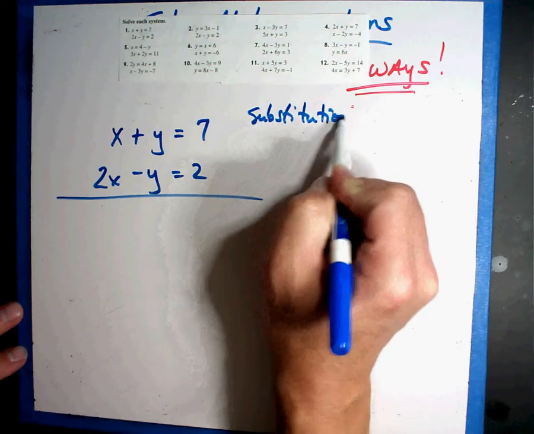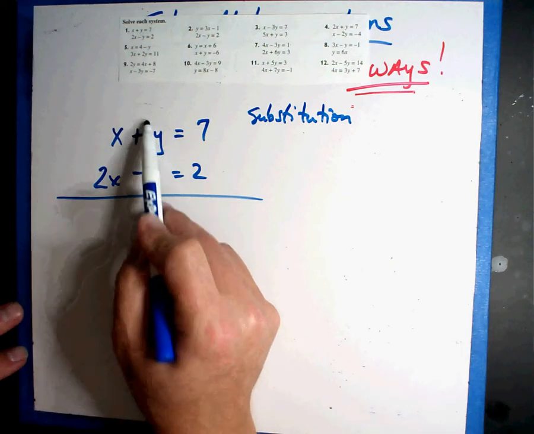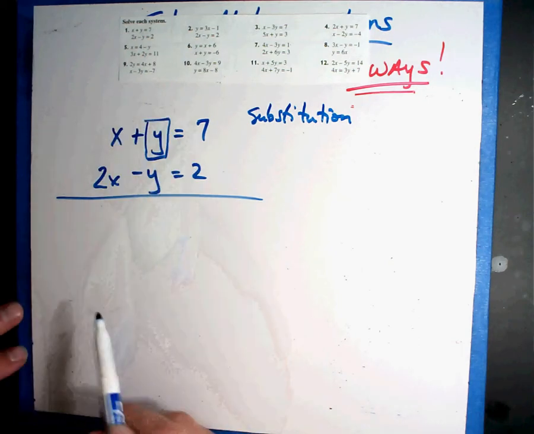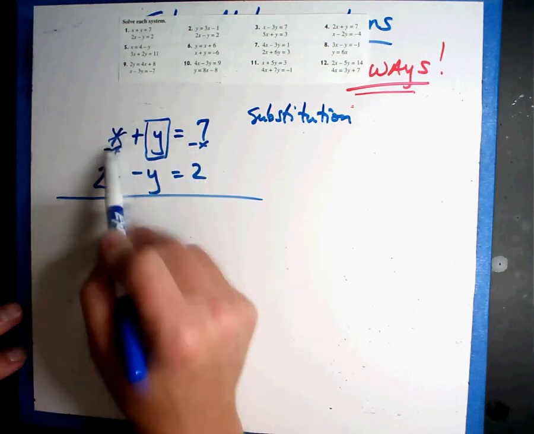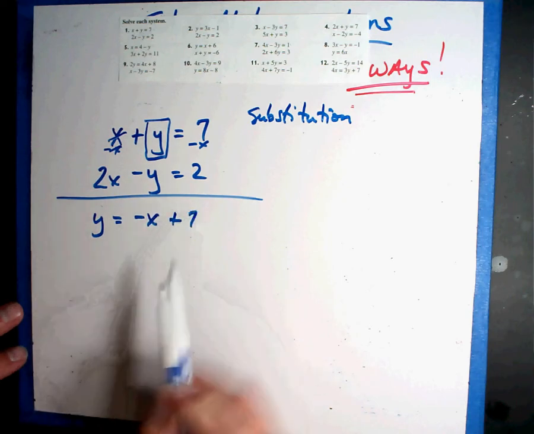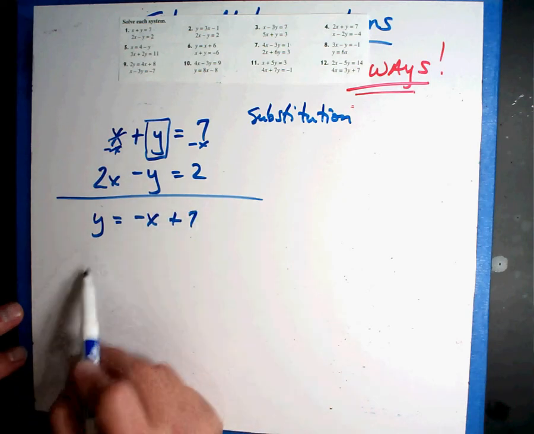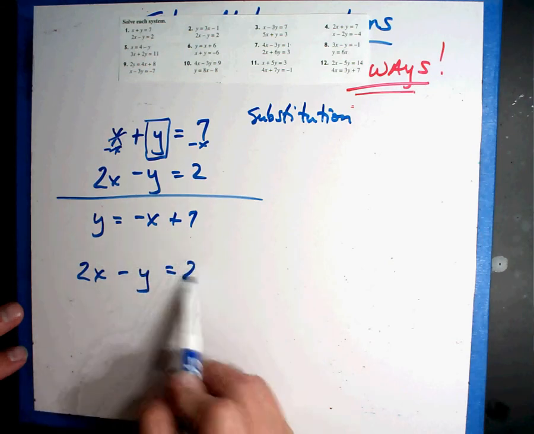So I'm going to solve for something. So let's just solve for y. Doesn't matter what I sub for, but I'm going to take that one to solve for y. To do that, it's minus x on both sides. So y equals minus x plus 7. And this one, that means that 2x minus y equals 2.